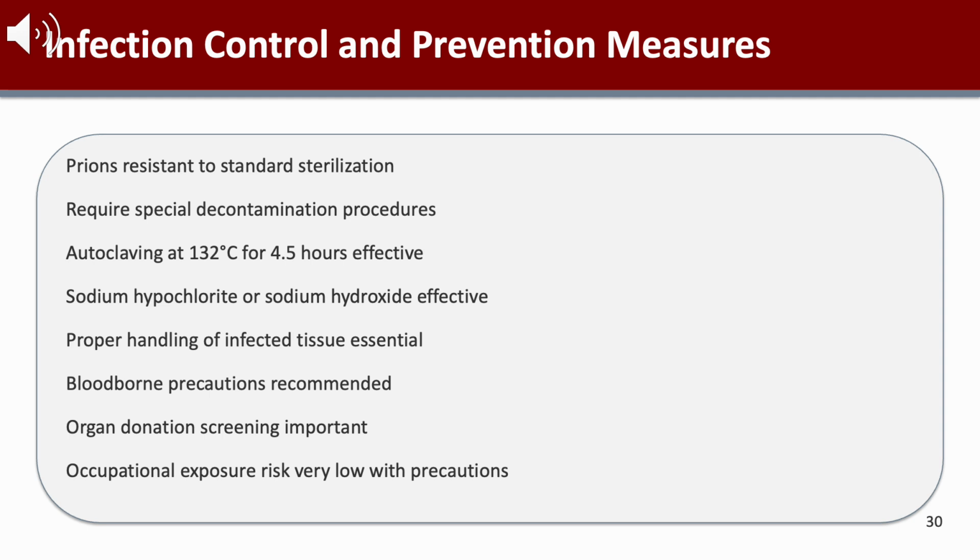Blood-borne precautions are recommended, though the risk of transmission through blood is thought to be very low. Organ donation screening is important to prevent iatrogenic transmission. The occupational risk for healthcare workers and laboratory personnel is very low when appropriate precautions are taken. Nonetheless, awareness of the special properties of prions and adherence to recommended infection control measures are important.